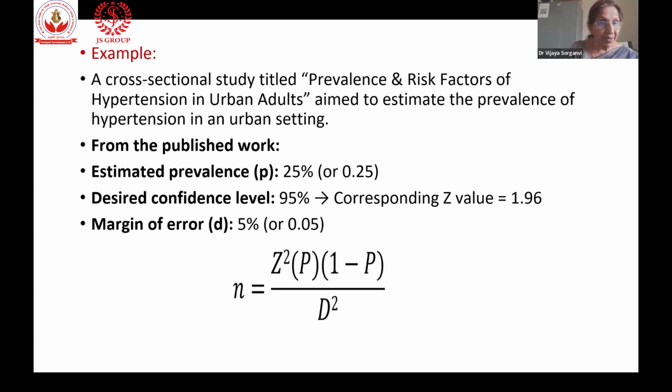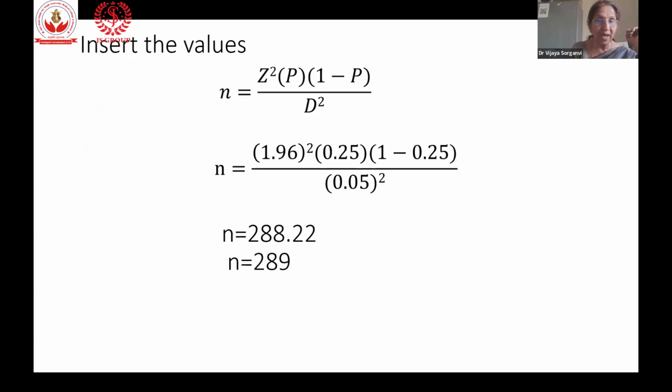From the previous study, estimated prevalence is 25%. So we selected it from the previous article. Desired confidence level, minimum it should be 95%, so we consider 95% only. The corresponding Z value for 95% confidence is 1.96. Margin of error, upper limit only we consider as 5%. So the formula is Z square into P into Q, or P into 1 minus P, upon D square.